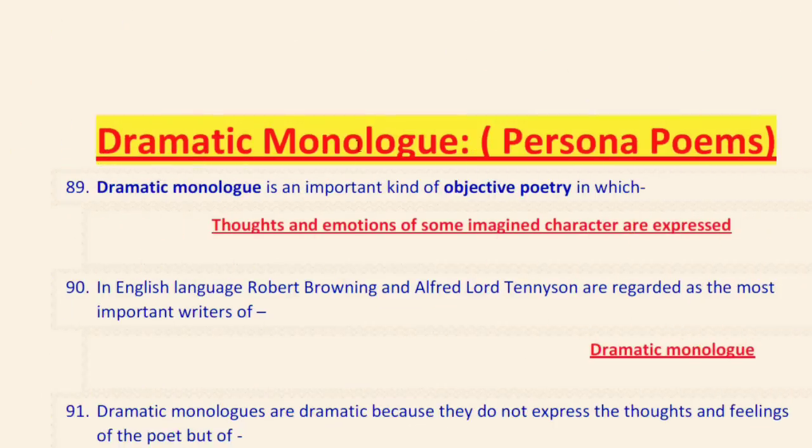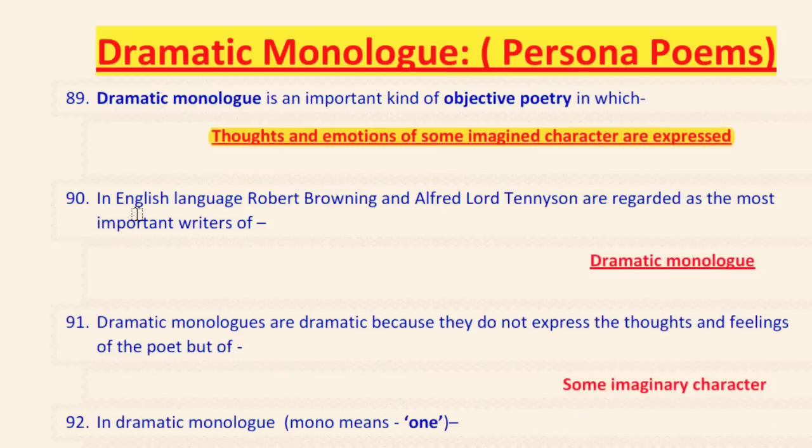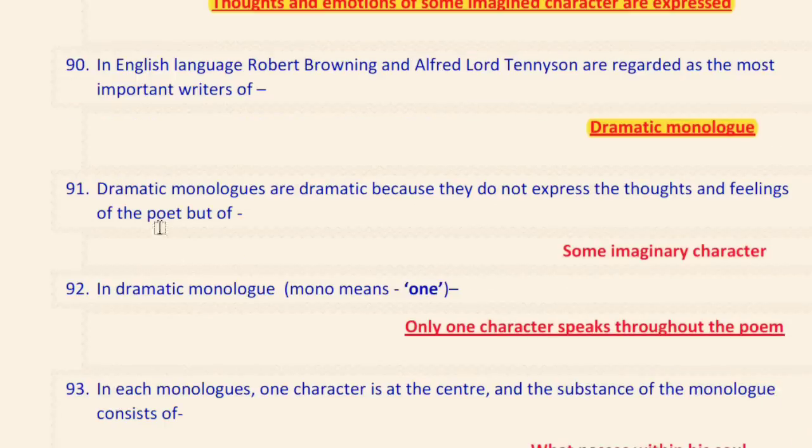Now let's talk about dramatic monologue, which is also known as persona poems. Question number 89. Dramatic monologue is an important kind of objective poetry in which thoughts and emotions of some imagined characters are expressed. Next, question number 90. In the English language, Robert Browning and Alfred Lord Tennyson are regarded as the most important writers of dramatic monologue. Question number 91. Dramatic monologues are dramatic because they do not express the thoughts and feelings of the poet but of some imaginary character.